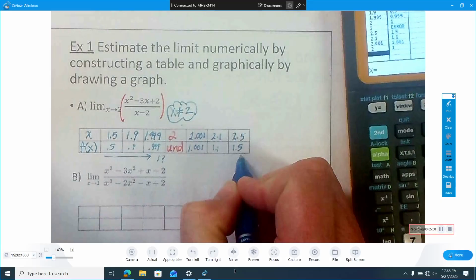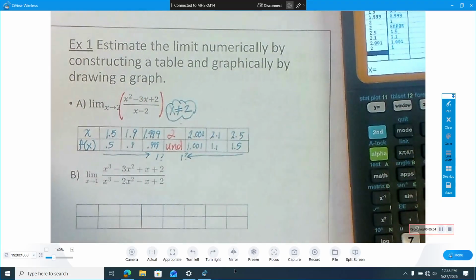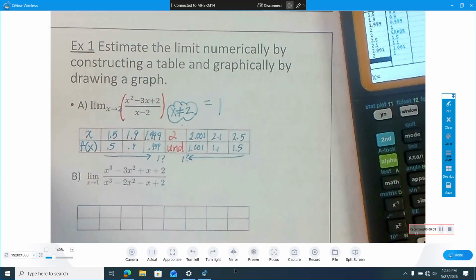All right. So once again, as I approach from the right side, it does look like I'm getting very, very close to 1. And so we're getting very, very close to 1. So what do you think that the limit is as we approach 2? It is getting closer and closer and closer to 1. All right. And so this is how we can use the table to sort of get there.